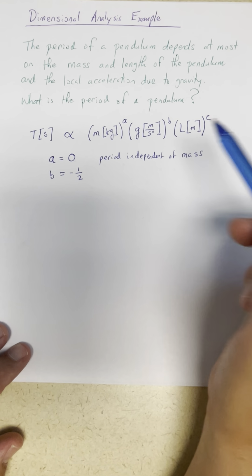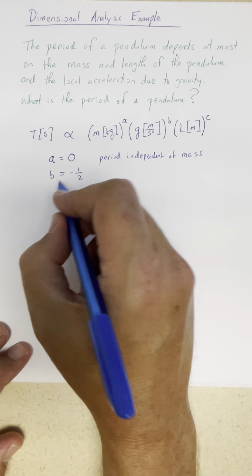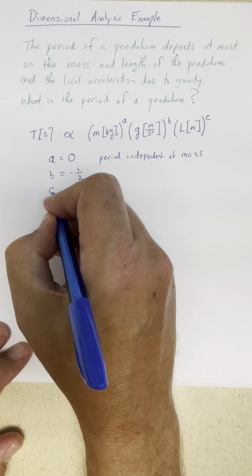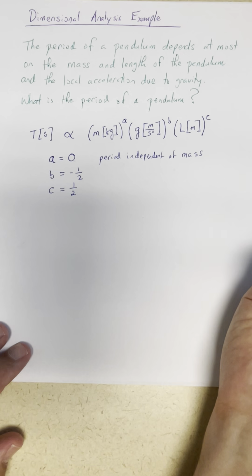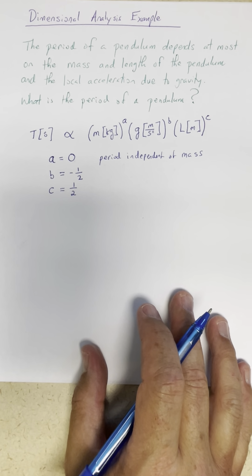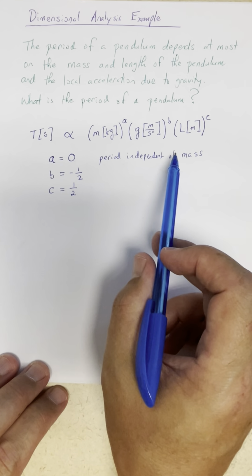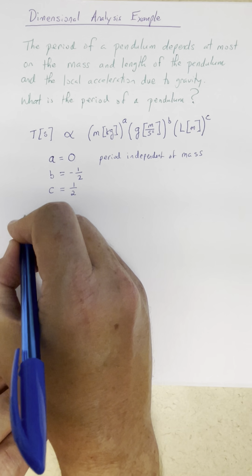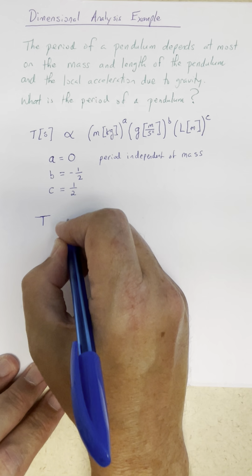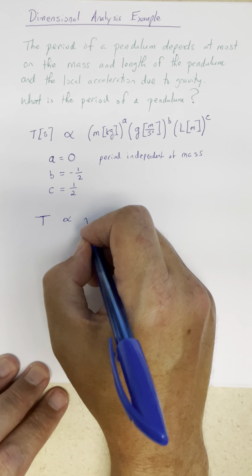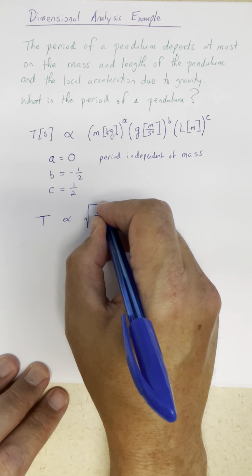And to get rid of that square root of a meter, I have c, which I haven't fixed yet. And that tells me that c has to be a half. And that's the only way that this will work out. So dimensional analysis tells us that the period of a pendulum is proportional to the square root of the length over the local acceleration due to gravity.